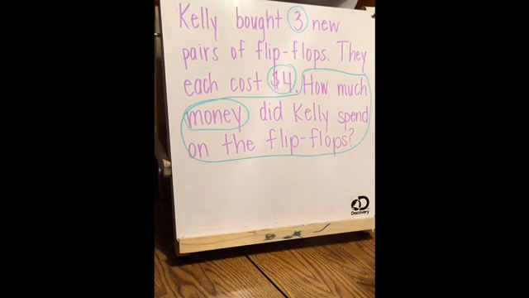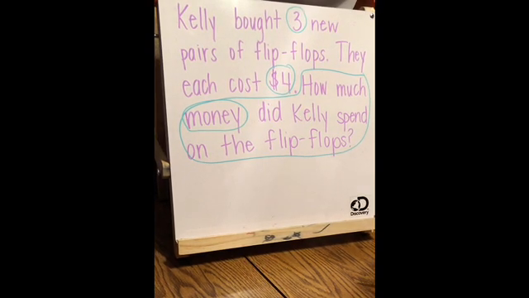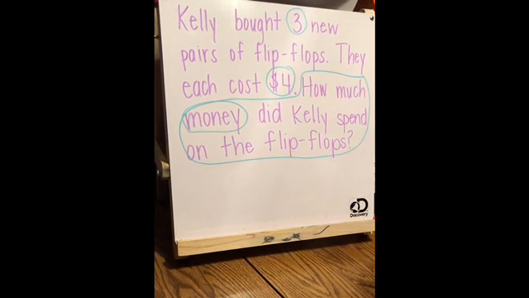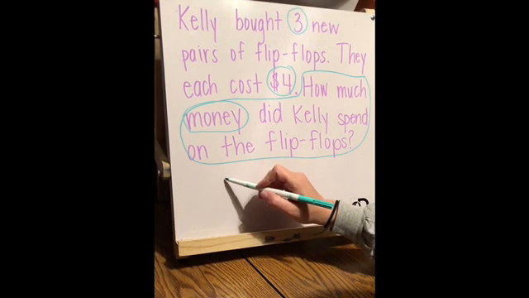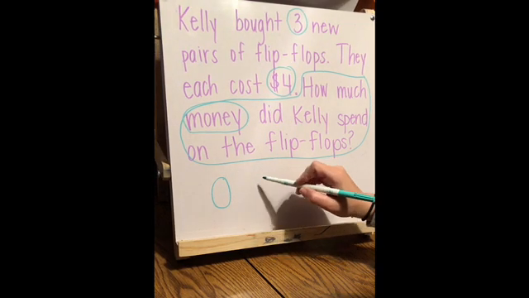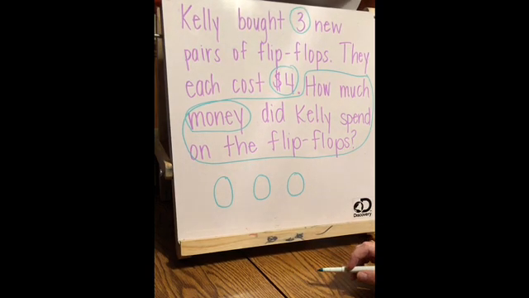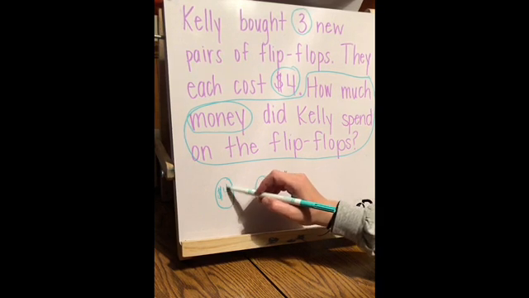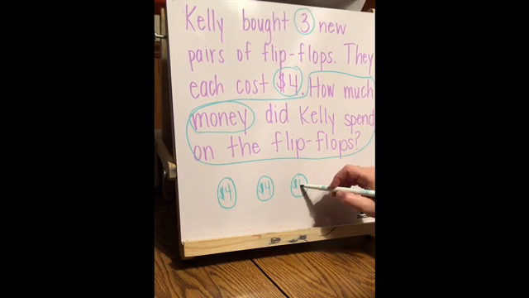We're talking about money. So now let's try to understand what operation we need to do and pick a strategy. So she has 3 new pairs of flip-flops, and they each cost $4. So you know that I love to draw pictures. So I'm just going to draw, this is a pair of flip-flops, here's a pair of flip-flops, and here's a pair of flip-flops. They each cost $4. So that means that this flip-flop costs $4, this costs $4, and this costs $4.